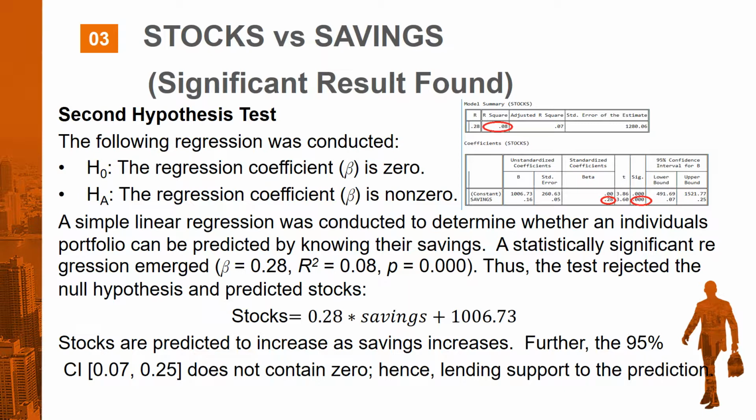So if we know an individual's savings, we can predict the portfolio of that individual by plugging in the savings value, multiplying that by 0.28 and adding 1006.73 to get the individual's portfolio. Again, stocks are predicted to increase as savings increase. We see our beta value is positive, and the 95% confidence interval did not contain the zero value as well, hence lending additional support to this prediction.